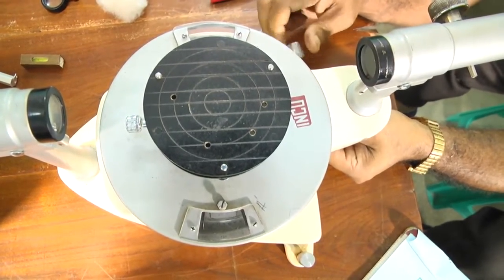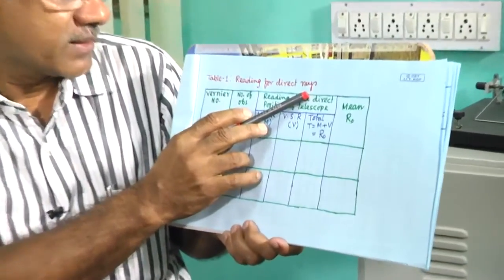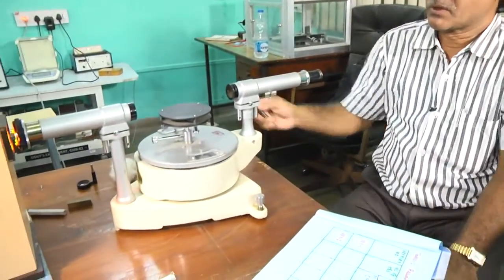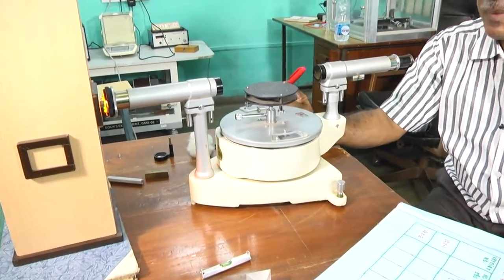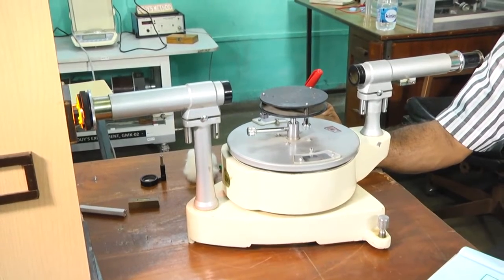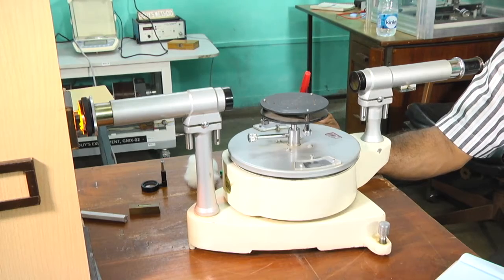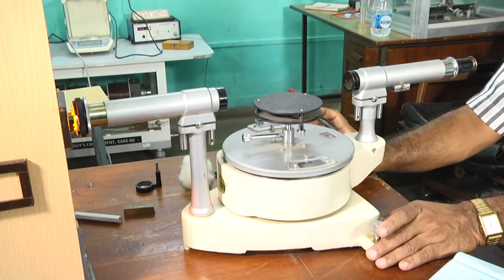Yes, now it's working. So first we have to take reading for direct rays, right? So let us see the spectrometer. This spectrometer is set for the parallel rays. Okay.